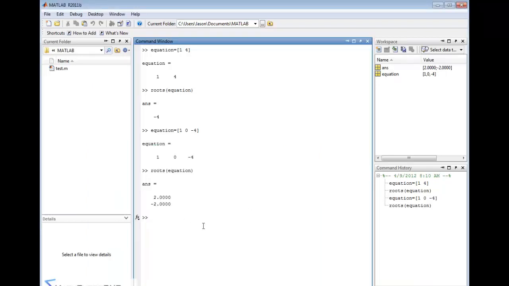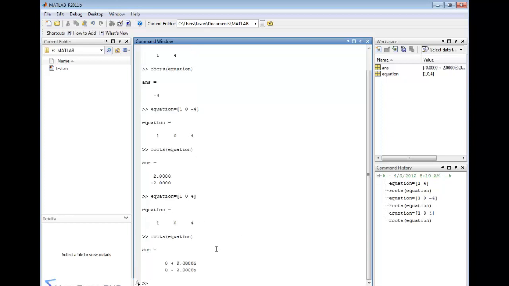So I'm going to hit the up arrow key and retrieve the last command. I'm going to do it one more time and retrieve the command before that, just so that I can take this minus sign and make it a plus. That's all that's different between this problem and the last. So I'm going to hit enter. We've defined the polynomial we're trying to find the roots of, and then we do the roots of the variable equation that we just defined.